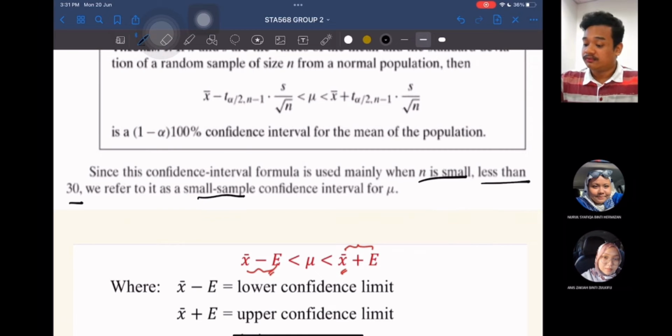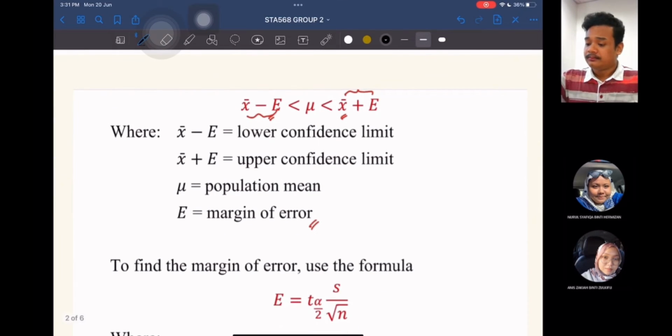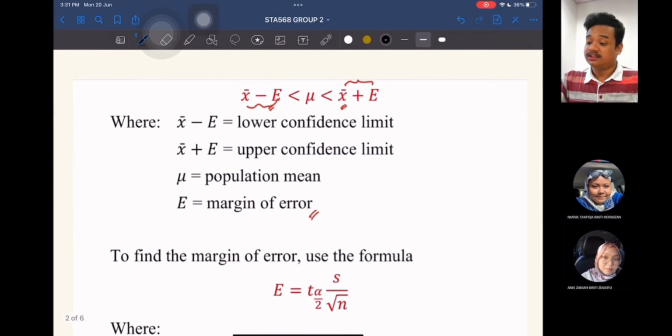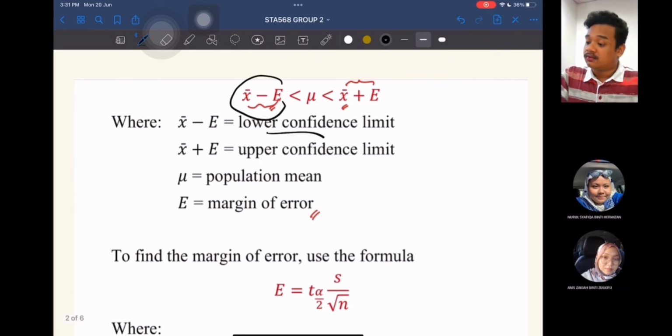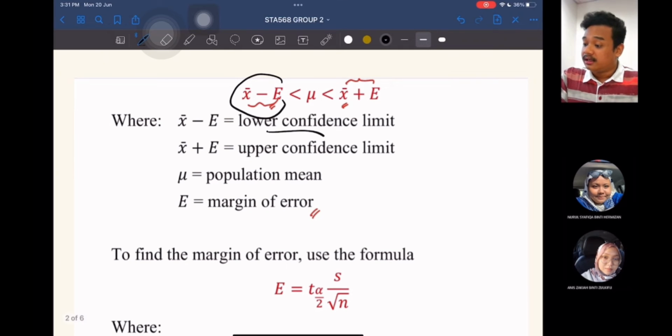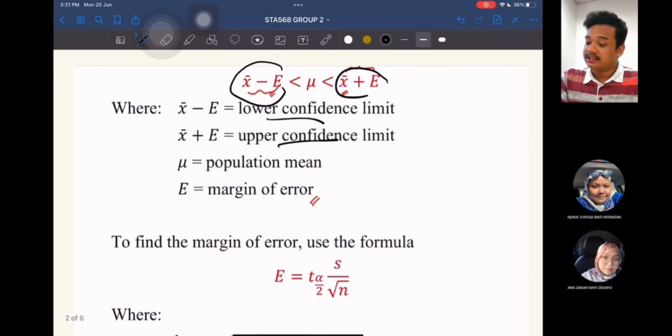So we look at this, where we change it to a margin of error, where x bar minus E equals the lower confidence limit, and x bar plus E is the upper confidence limit. So the difference between them is the minus and plus symbol.